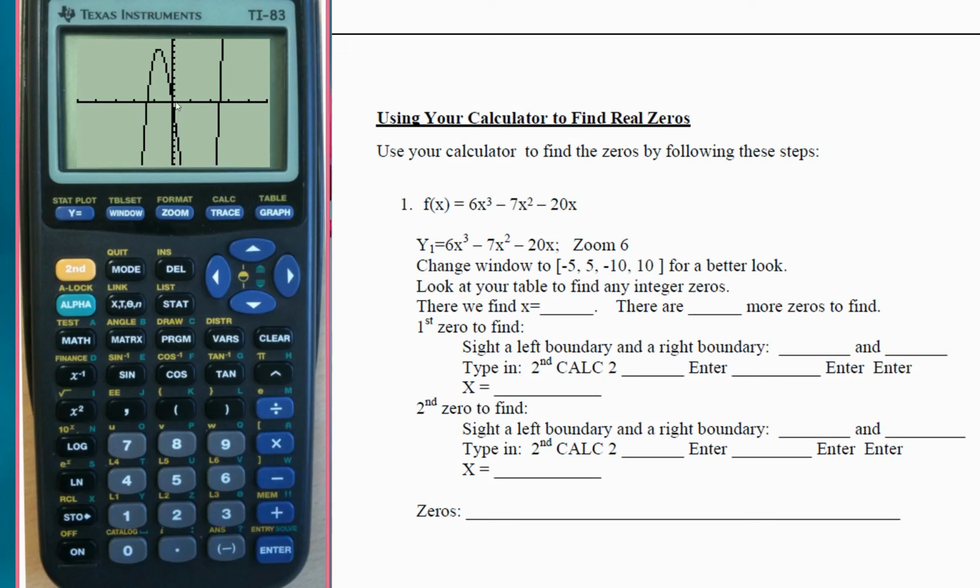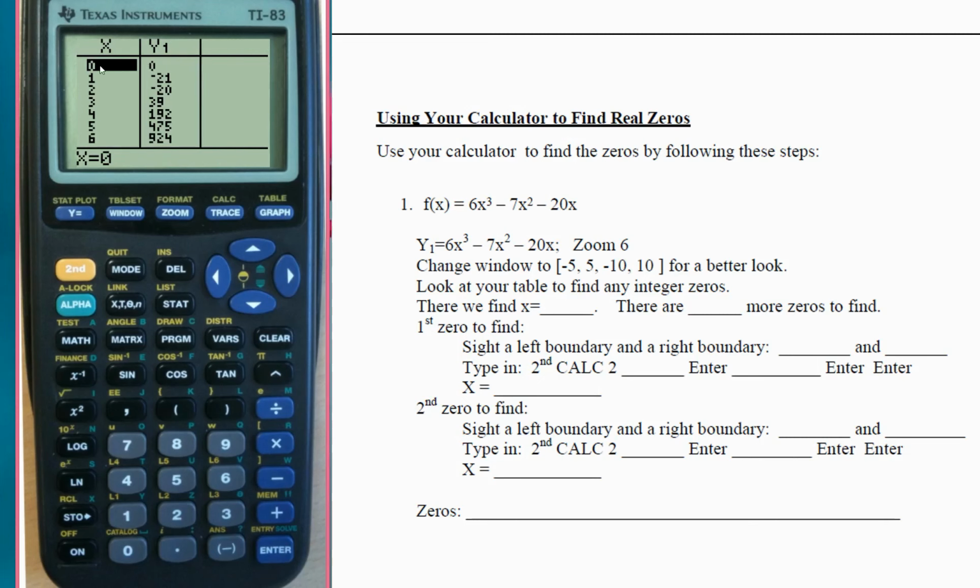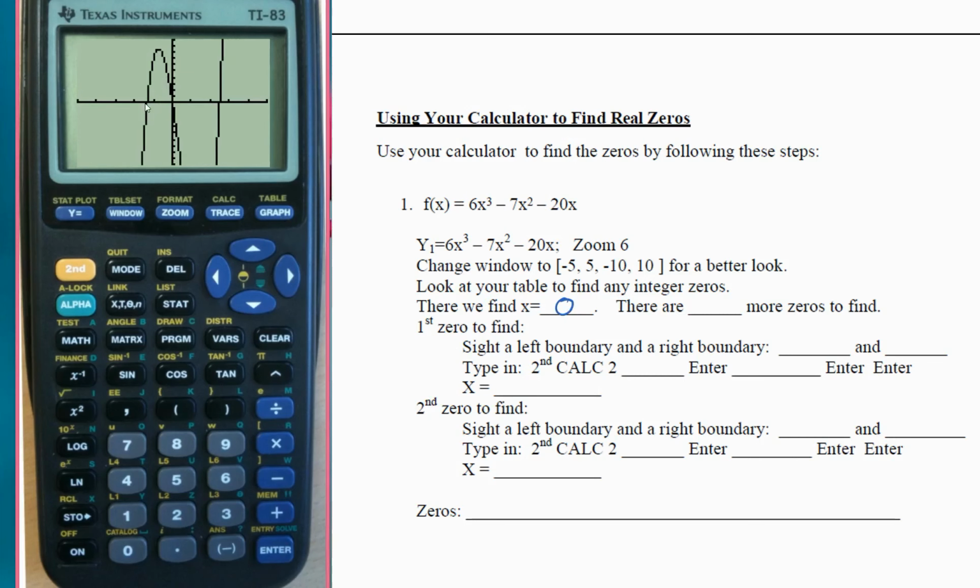Okay. Now, it looks like we have a 0 at 0, and we could look at our table. So remember, zeros are where it crosses the x-axis, and we do. Okay, so we have a 0 at 0. Now, if we look at our graph, we see there are two other places it crosses the x-axis, but they're not at integers. They're not at nice round numbers. So we've got two more to find.